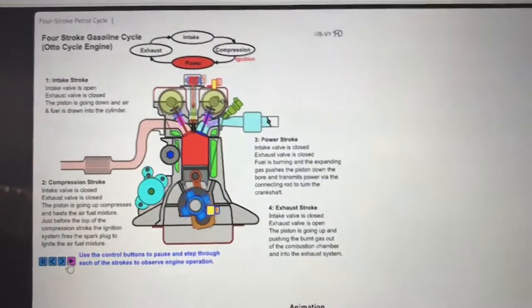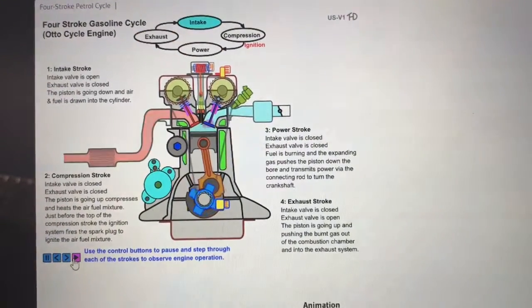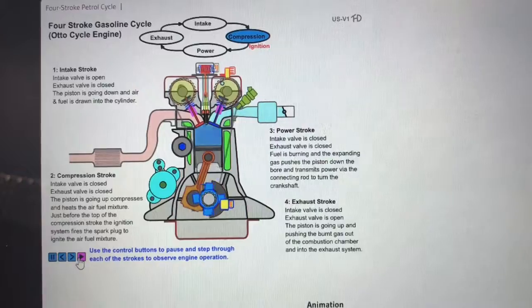And here we have an example of the four-stroke gasoline engine.